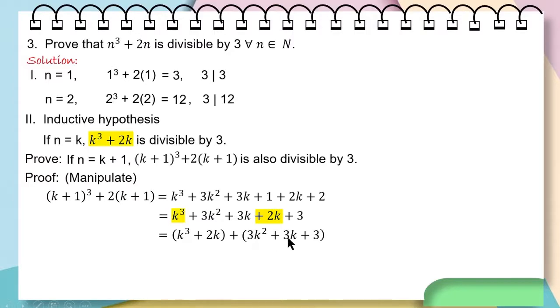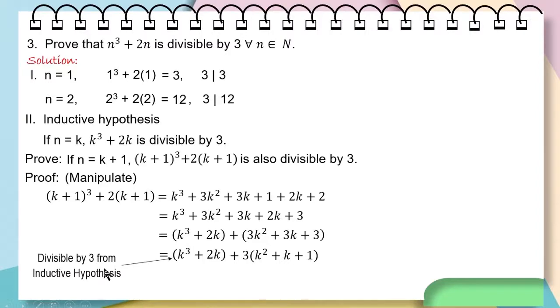Here, we can factor out 3. We copy k raised to 3 plus 2k plus factor out 3 and copy k squared plus k plus 1 since we factored out 3. This factor is divisible by 3 from our inductive hypothesis. K raised to 3 plus 2k is divisible by 3. And this is also divisible by 3 because it has a factor of 3.